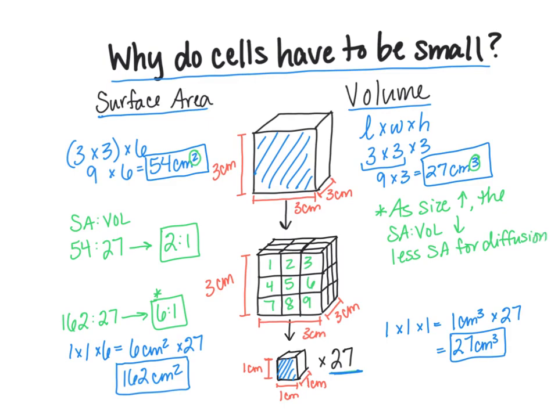And so the flip of that is that smaller objects, like cells, have more surface area per unit volume, which allows for faster and more efficient diffusion.